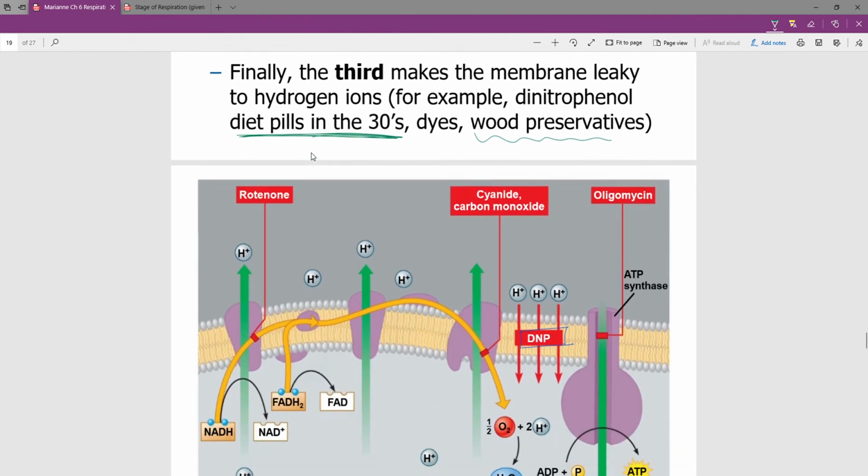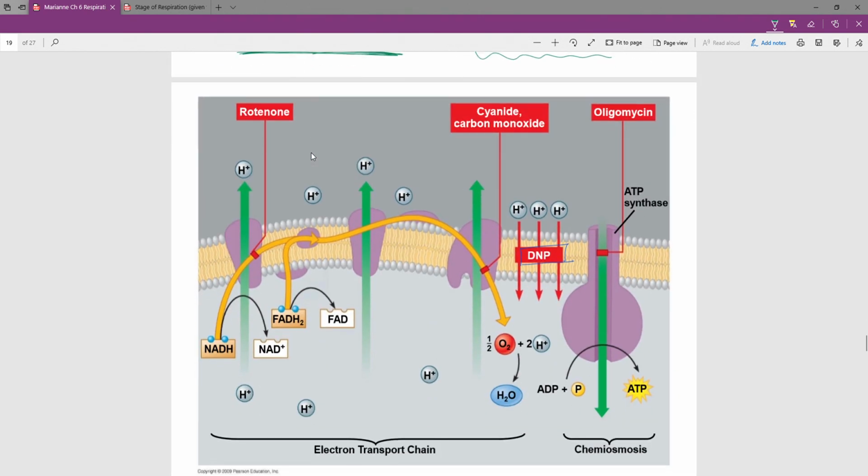And so this is just illustrating those different places. So either the electron transport chain for the rotenone, the cyanide, and the carbon monoxide, or the ATP synthase for that antibiotic, the oligomycin, or the membrane being permeable or leaky to the hydrogen ion for the diet pill that was noted in your book.